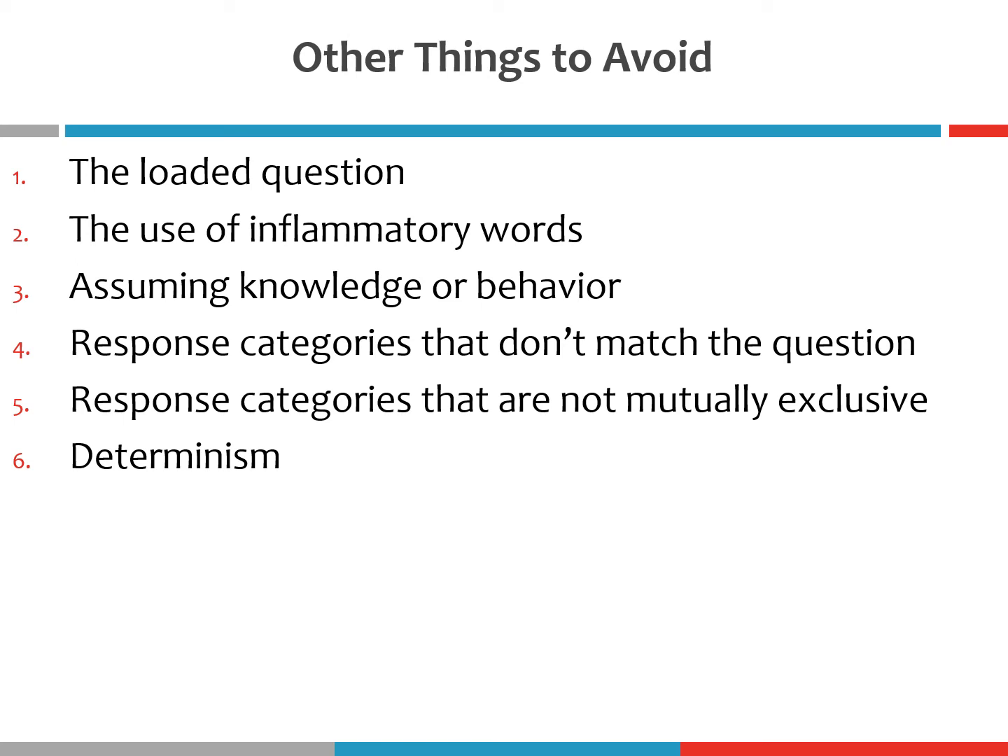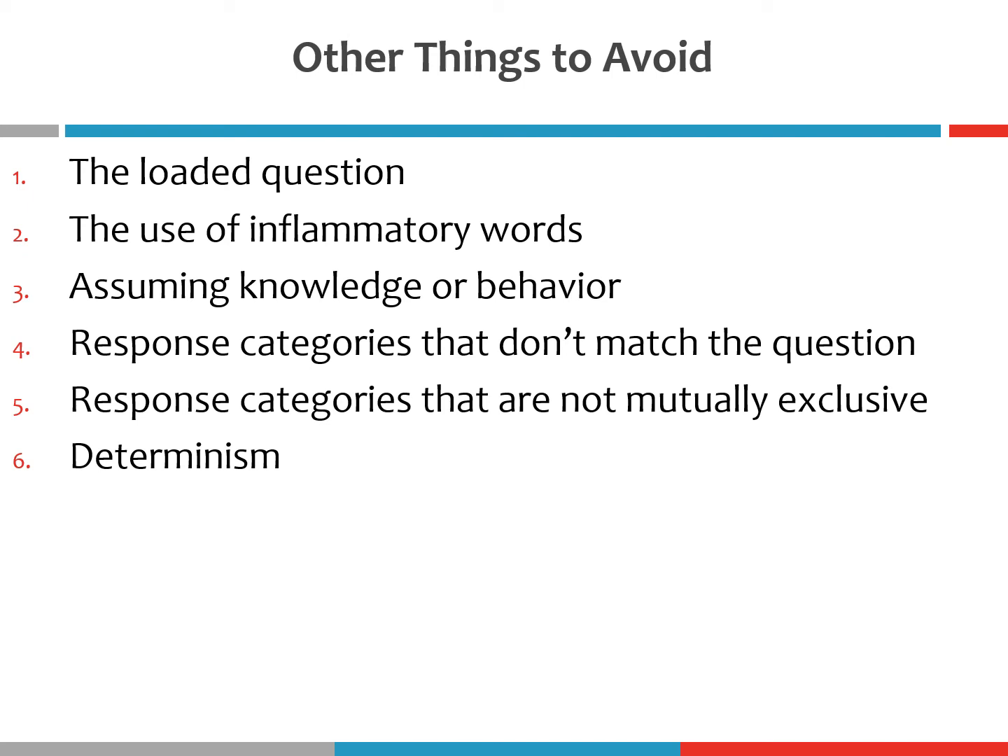Let's think about maybe, how often do you watch television? Right? So if that's your question, and then your response categories are a 5-point scale that ranges from strongly disagree to strongly agree, right? Then your respondent isn't going to be able to answer that question in a meaningful way. So you want to make sure that whatever question you're asking, if it's a closed-ended question, you include the appropriate response scale.